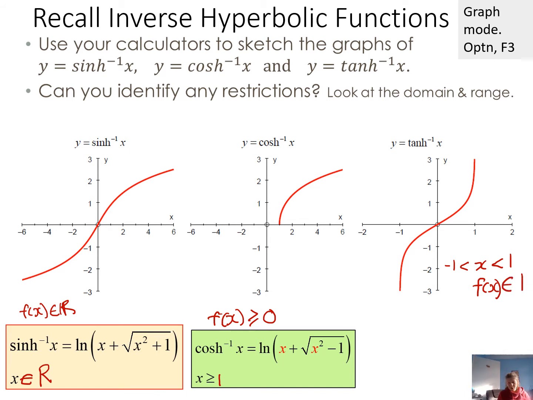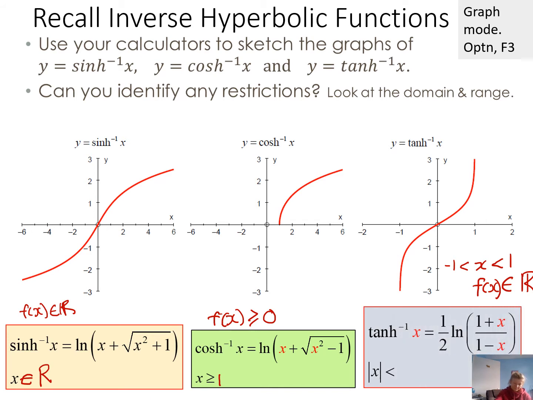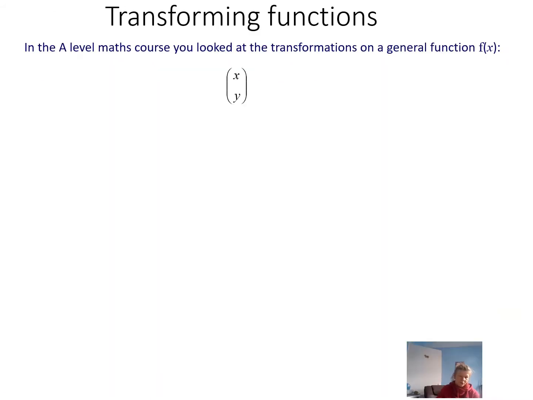And you should see a relationship with the other graphs. If you remember, when we do the inverse, then the domain and the range switch over. So look, the domain and the range are switched over there, and they're switched over there and there. Spot on. We could have written that last one as mod x is less than 1, so between 1 and -1.